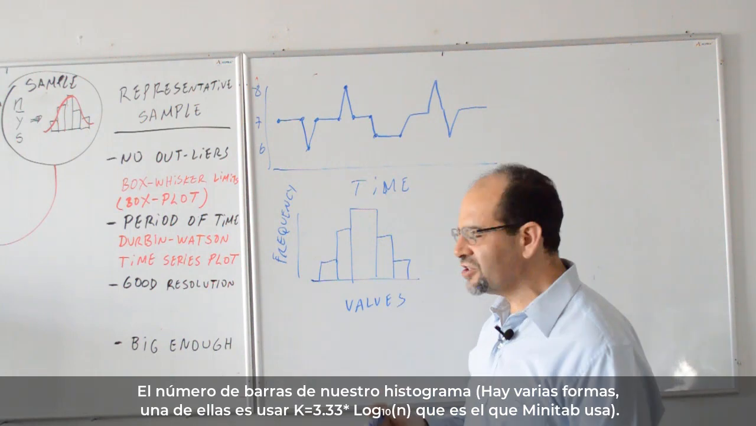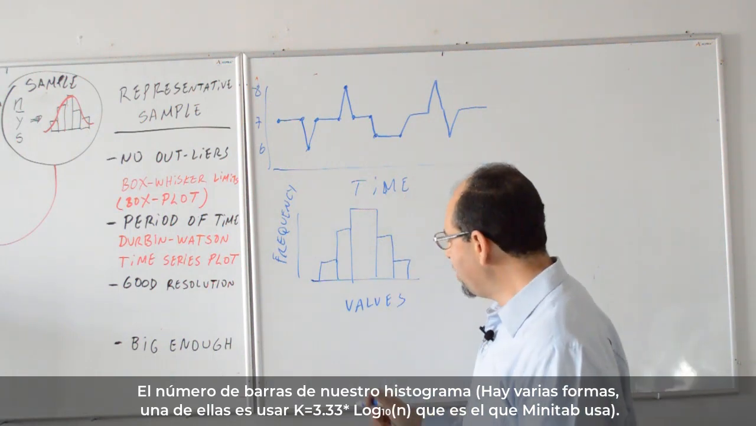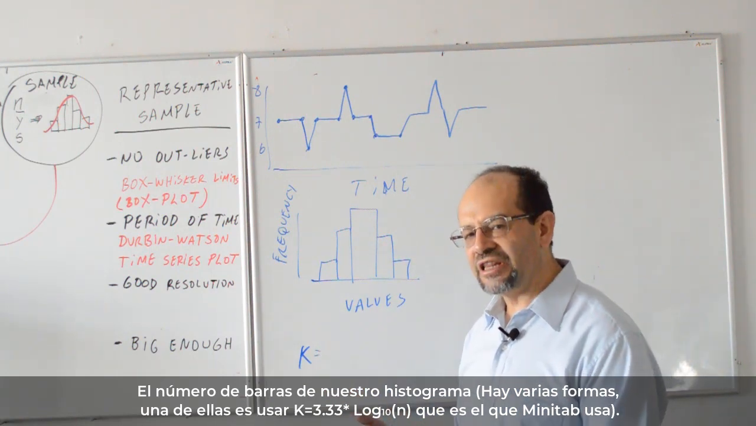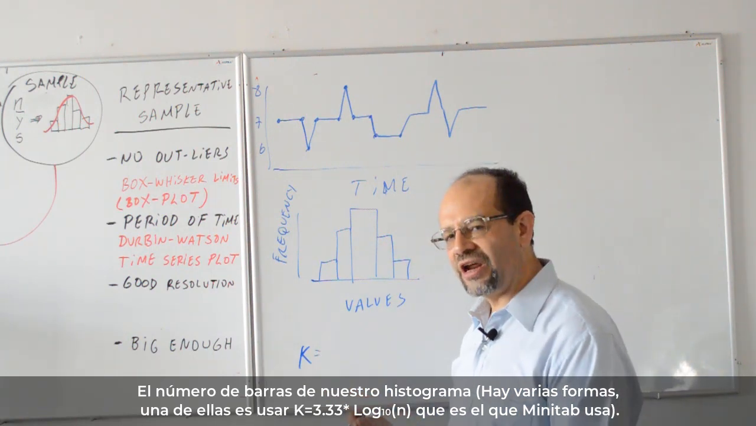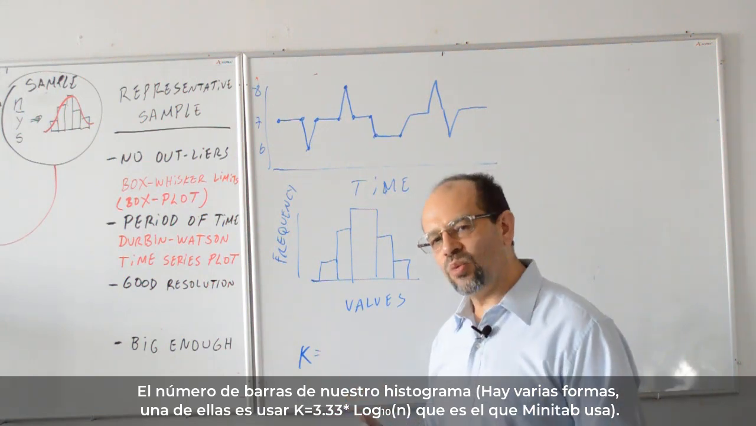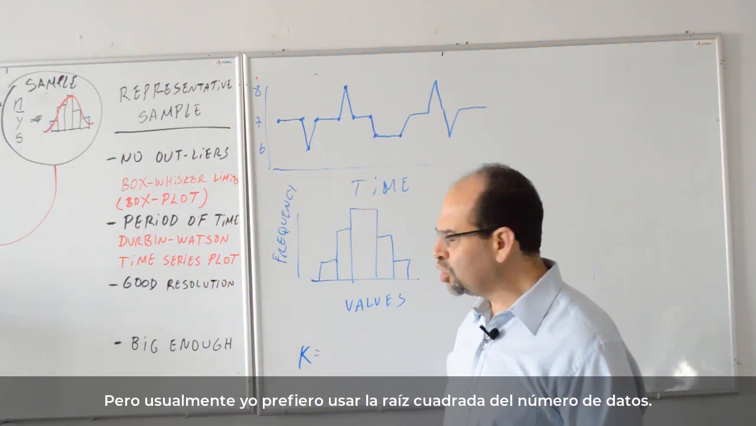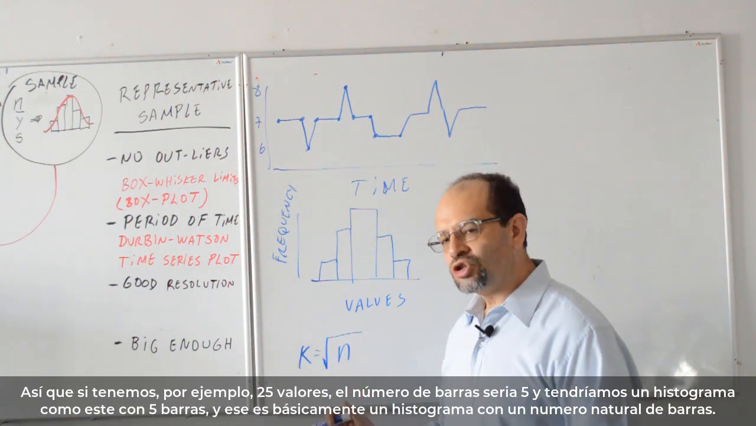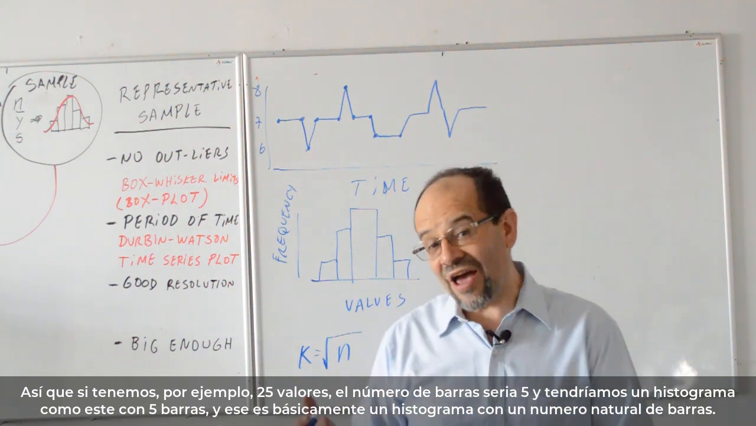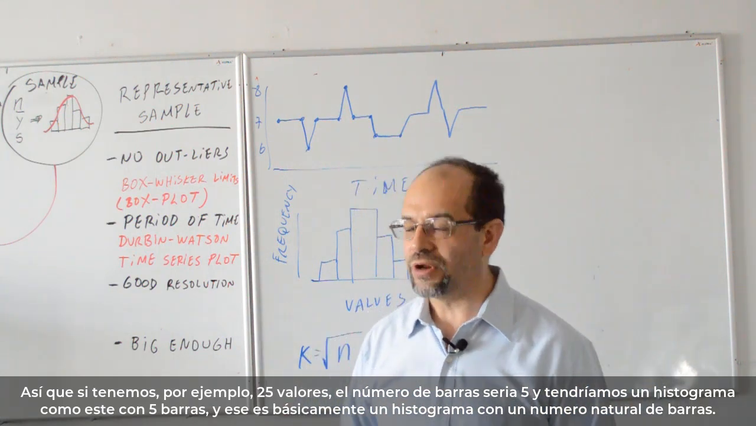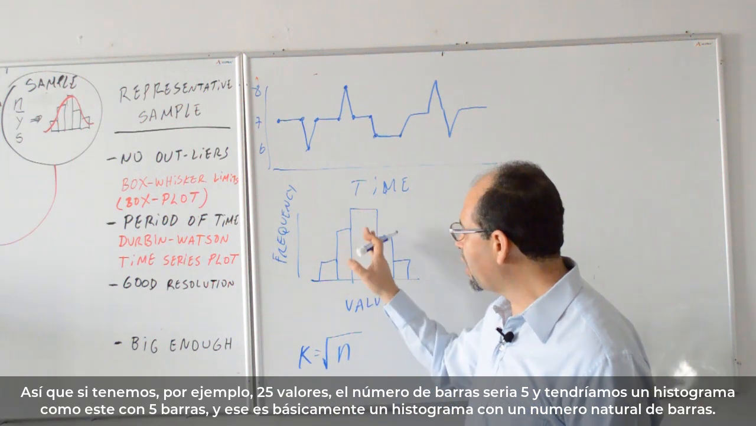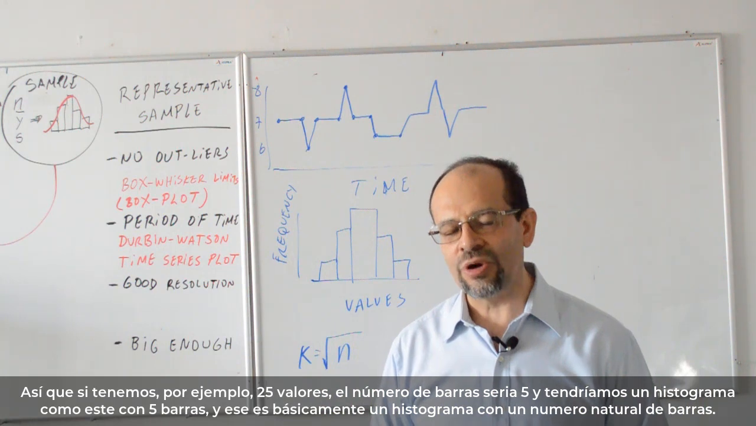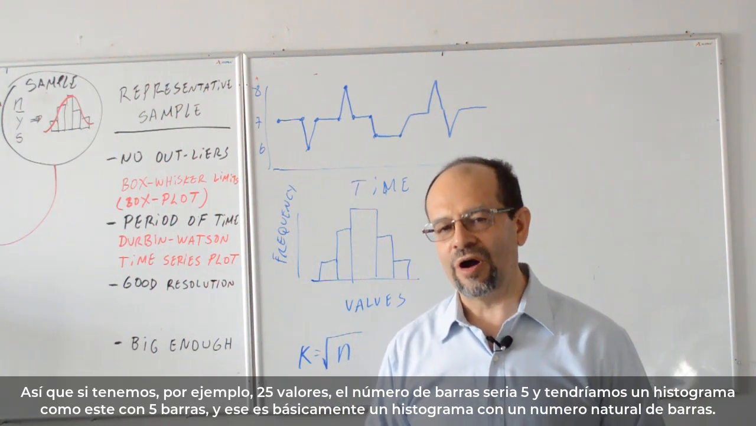Well, how many bars should our histogram have? There are different ways. One is using 3.33 log 10 of the number of values, which is the one that Minitab uses. But usually what I prefer to use is the square root of the number of values. So if we have, for instance, 25 values, the number of bars will be 5. And we would have a histogram like this one with 5 bars, which is basically a natural histogram with a natural number of bars.